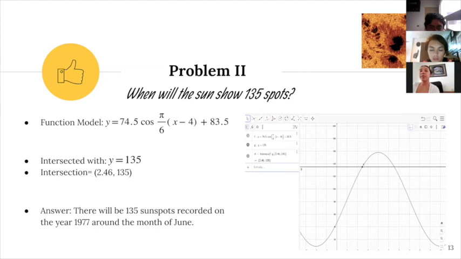The second problem asked us to find on what year and month there would be 135 sunspots recorded. Similar to the previous process, we graphed a horizontal line in the form of y equals 135. From this, we found out that around the month of June in 1977, there would be 135 sunspots.